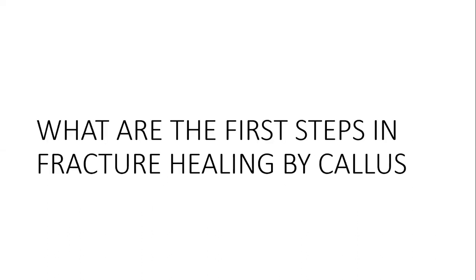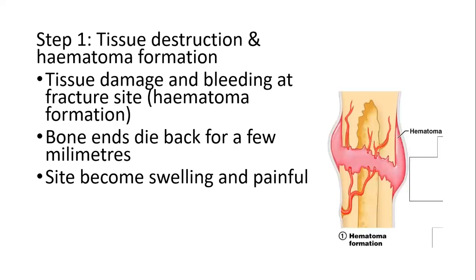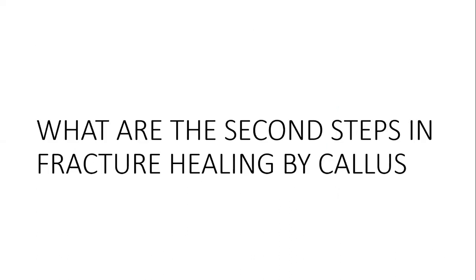And what is the first step in fracture healing by callus? The first step is tissue destruction and hematoma formation. There is tissue damage and bleeding at the fracture site, which is hematoma formation, and the bone ends die back for a few millimeters. The site becomes swollen and painful.